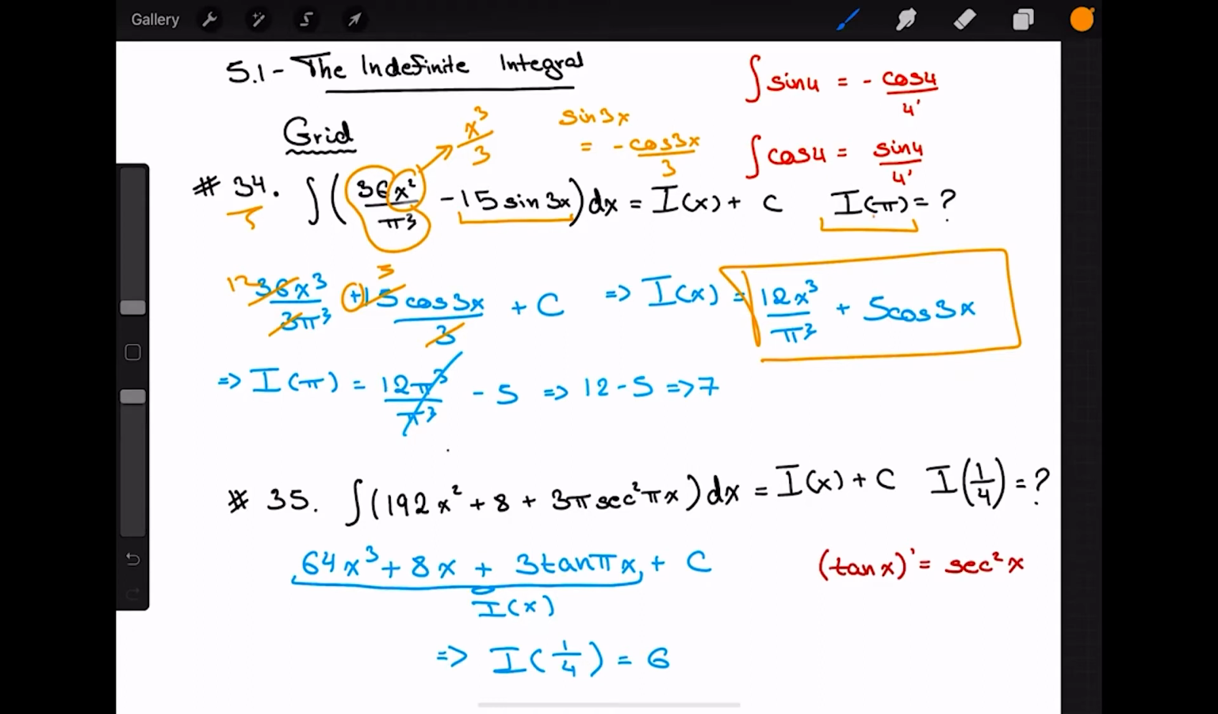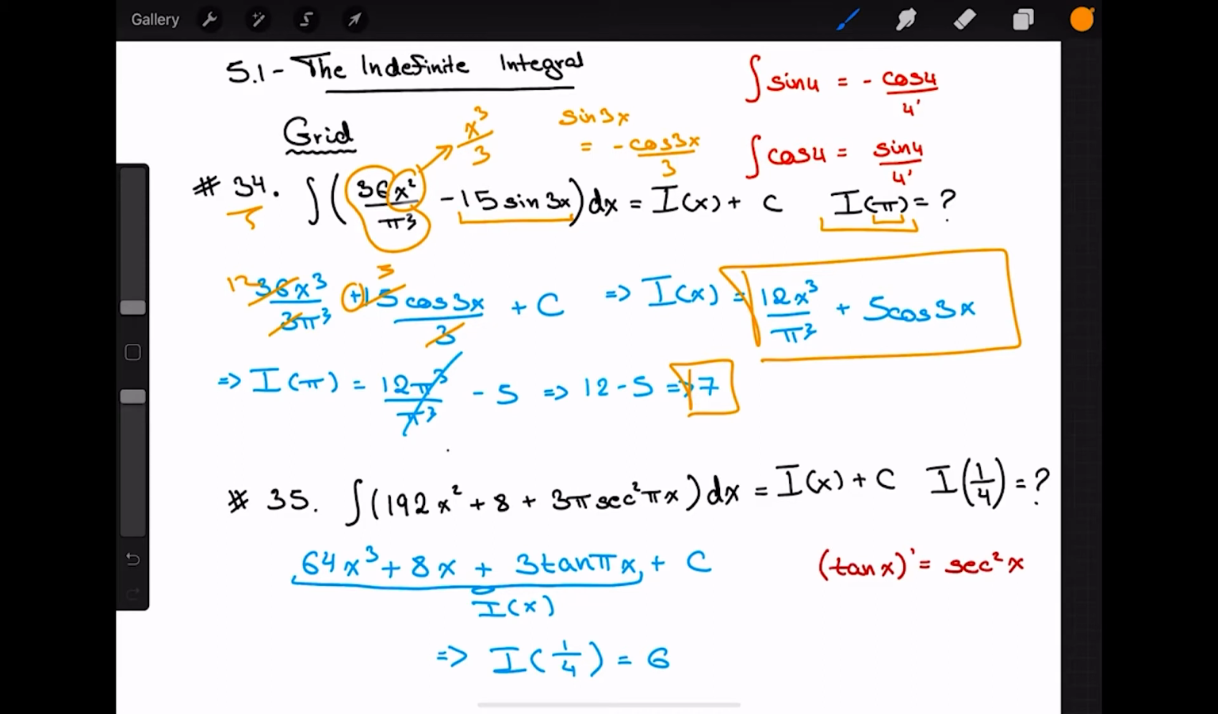Next, you will just have to substitute pi into the equation in order to find it, which if you calculate it, you will get 7. Moving on to question 35. Again, it's all simple integrations.